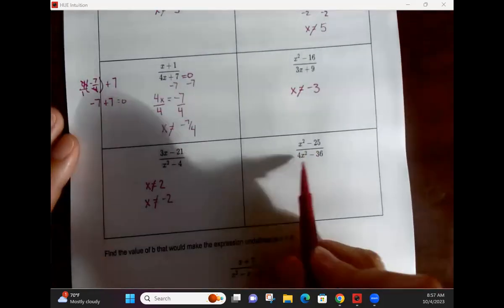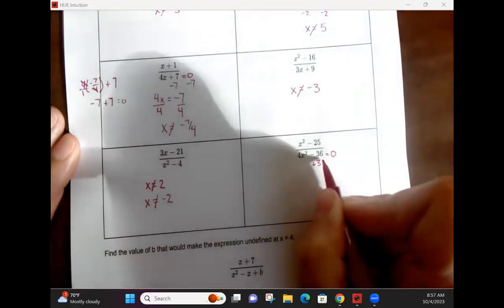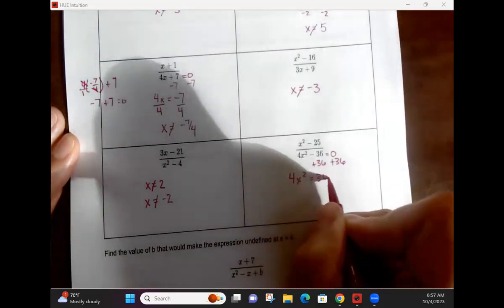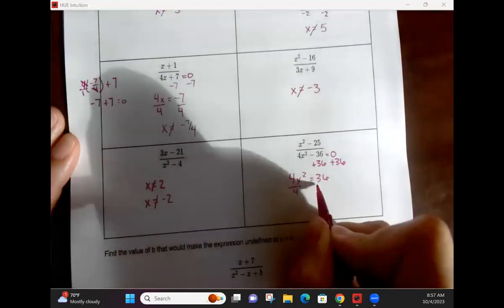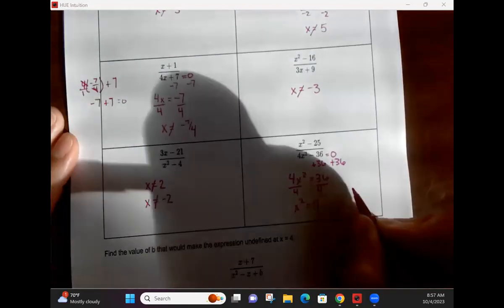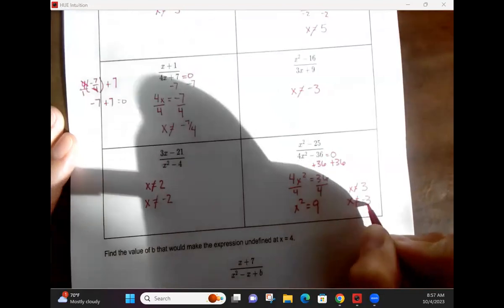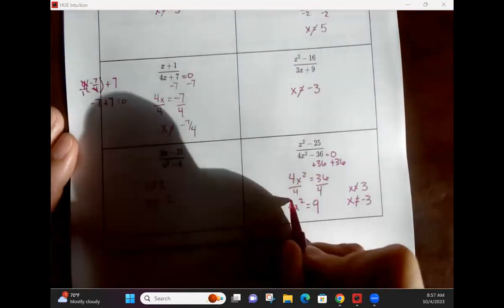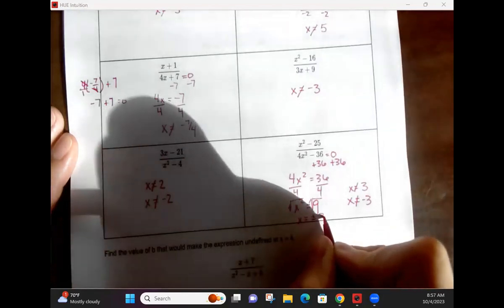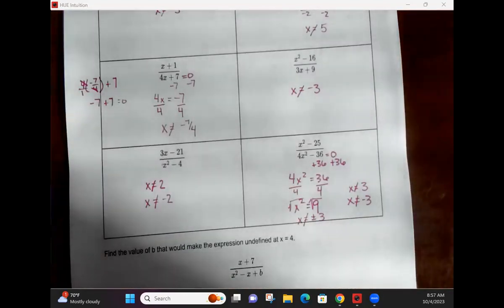And then similar idea here, but for this guy, again, I might want to set equal to 0 and solve. So I'm going to move my 36 to the other side. We have 4x squared equals 36. Divide both sides by 4, and I get x squared equals 9. From here, if you can tell me that x cannot be 3 and x cannot be -3, awesome. If you want to go ahead and take that square root to find that x would be positive or -3, so then x could not be positive or -3, that works too.